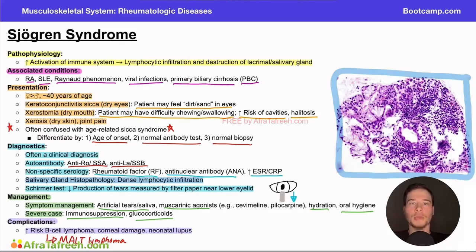The corneal damage should make sense to us. Why? Because these patients aren't producing enough fluid in their eye, predisposing them to being dry and being damaged overall.